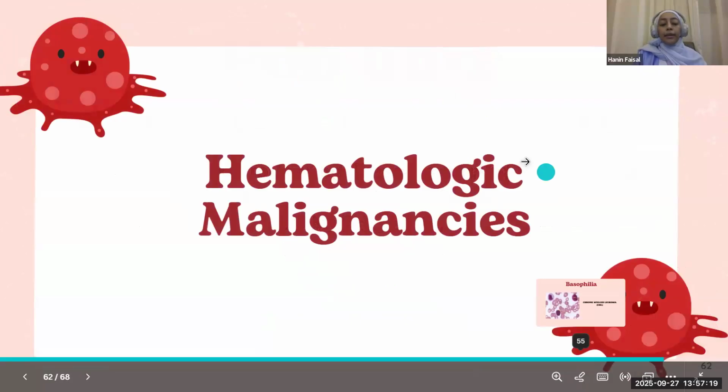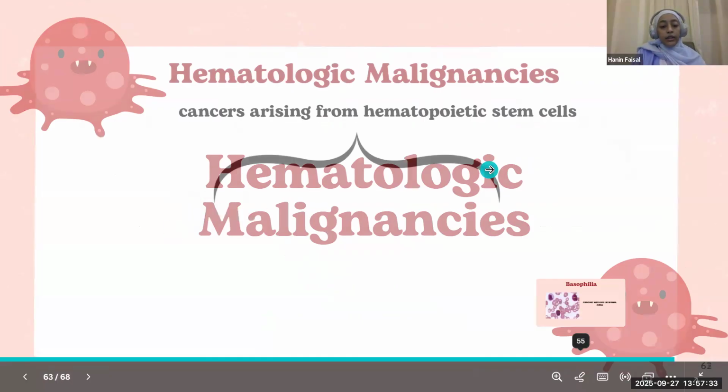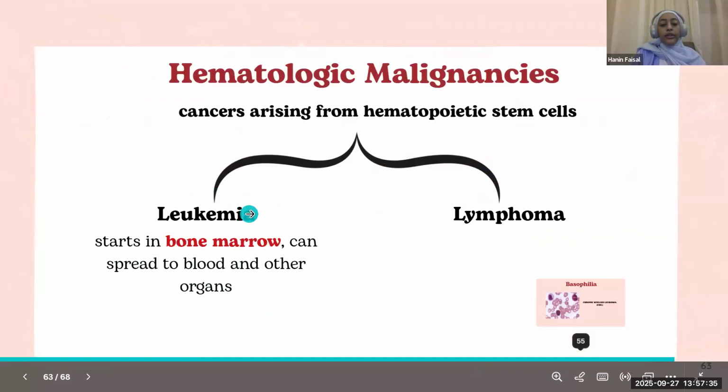Okay, now we're going to talk about the malignancies. Hematologic malignancies are cancers that arise from the hematopoietic stem cell. You're going to have two types, leukemia and lymphoma, and the difference between them is where the cancer cell is. Leukemia is a cancer cell in the bone marrow. It starts in the bone marrow and then it spreads around.